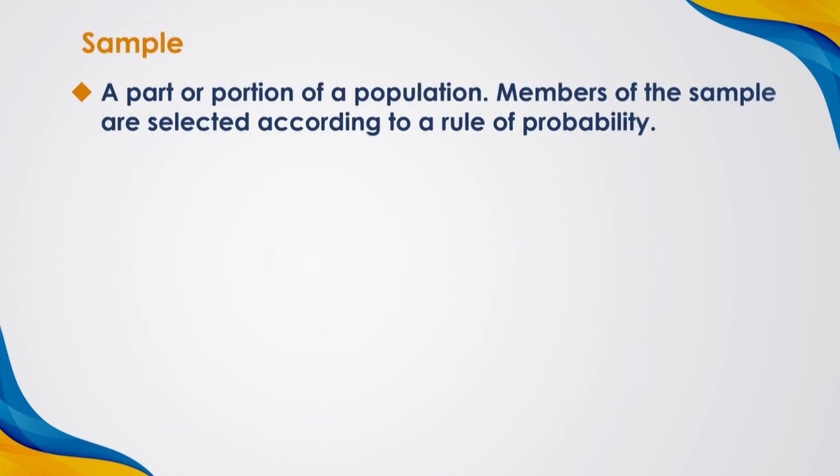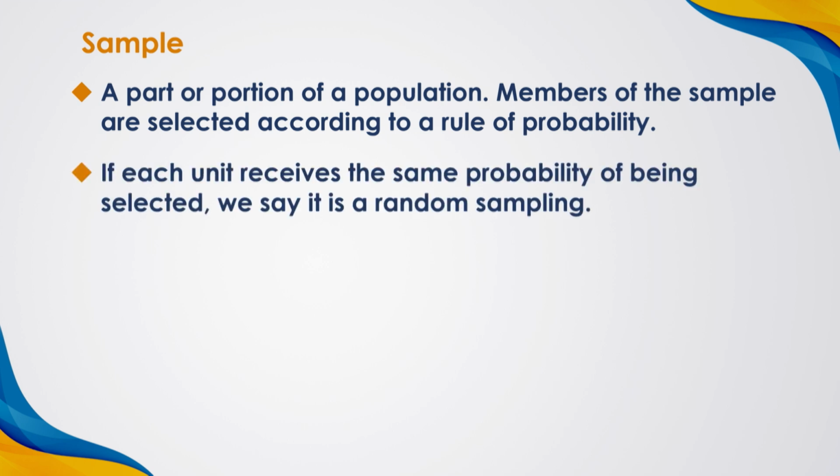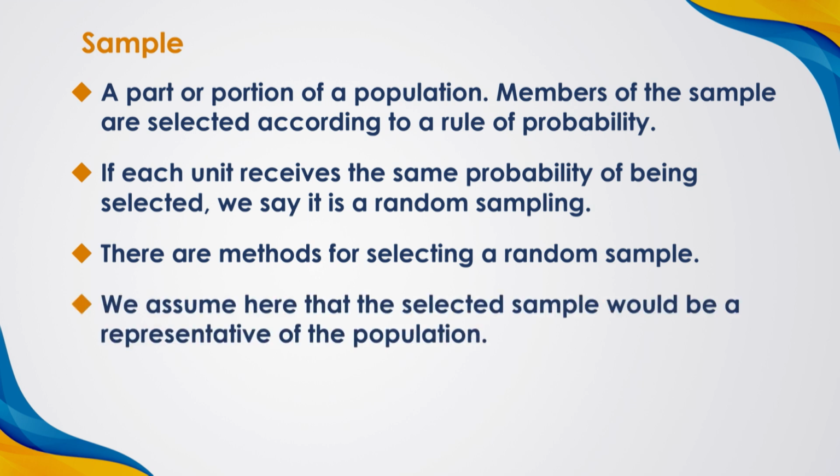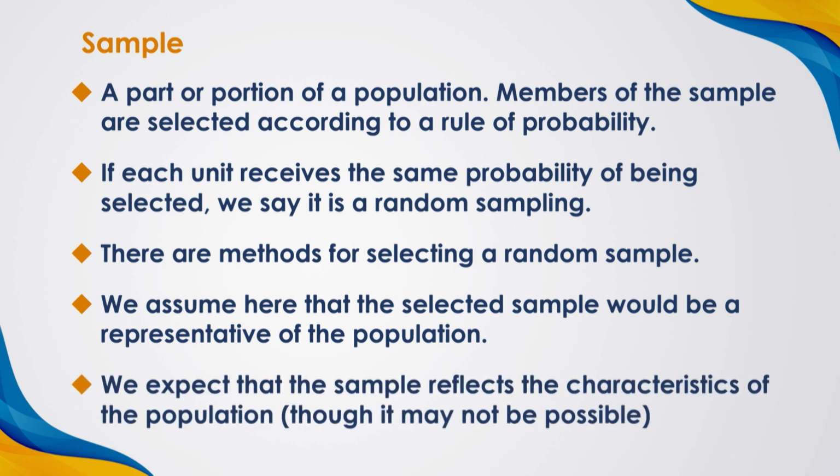What is a sample? A part or portion of a population. Members of a sample are selected according to a rule of probability. If each unit receives the same probability of being selected, we say it is a random sampling. There are methods for selecting a random sample. We assume here that the selected sample would be a representative of the population. We expect that the sample reflects the characteristics of the population, though it may not be possible.